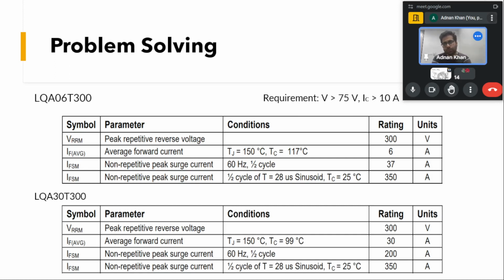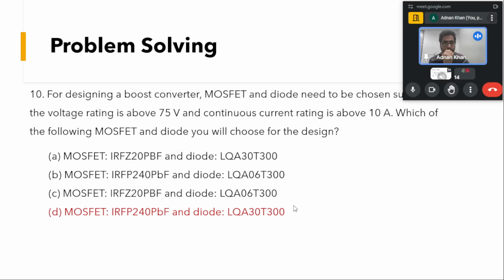Now we shall move to the other diode, LQA30T300. If you see, the peak repetitive reverse voltage it is able to handle is 300 volts and our requirement is 75 volts only. That means this meets our voltage requirement. Now we shall look at the current requirement. The average current it is able to conduct, at a junction and case temperature of 99 degrees, is 30 amps. That also meets our requirement of 10 amps. So we shall choose the diode LQA30T300. Both of these are satisfied in option D. That means our option D is correct.